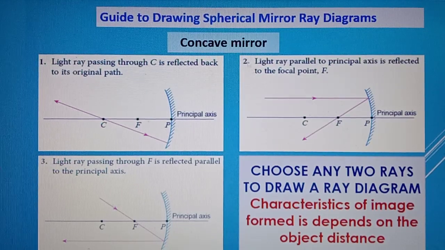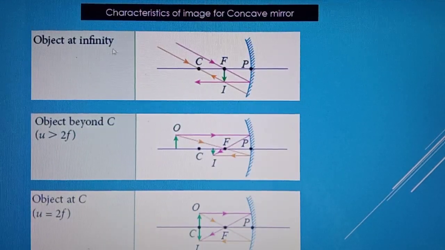Using these rules, we can determine the characteristics of the image formed by a concave mirror, which depends on the object distance. We have 6 different object distances that will produce different characteristics of the image. Let's say the first one, object at infinity.